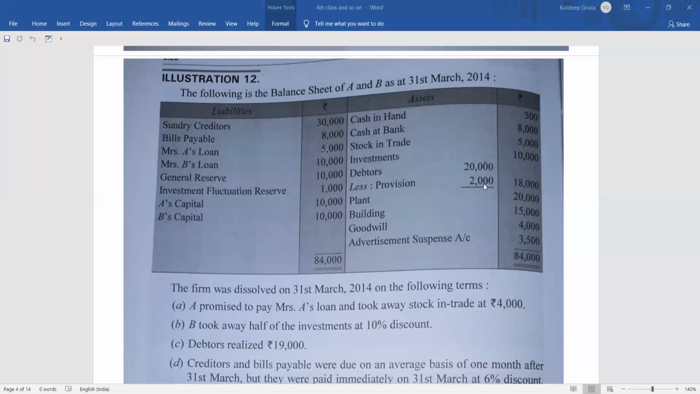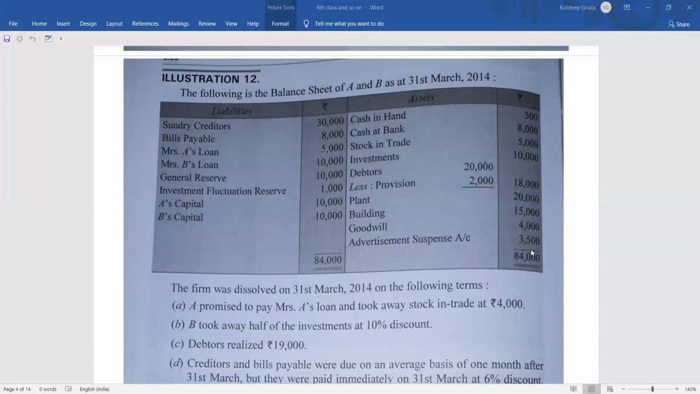Then if there is any loss on the debtors, it will be adjusted automatically with it. You don't need to worry about that. You will just transfer provision to the credit side of the realization. Then plant and machinery will go at 20,000, building at 15,000, and goodwill at 4,000. Don't think of writing it off. In dissolution, goodwill is not written off. It will be transferred to the realization account and treated just like any other asset.